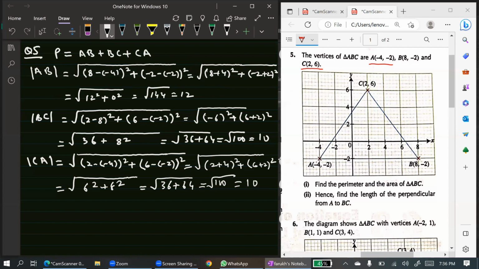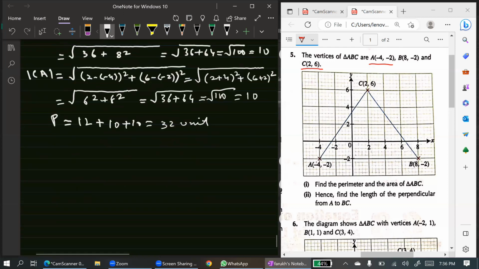So the perimeter is equal to AB, which is equal to 12, plus BC, which is equal to 10, and CA, which is equal to 10. Now the final answer is 32 units. This is the perimeter of the triangle ABC. Now we want to find out the area of the triangle.